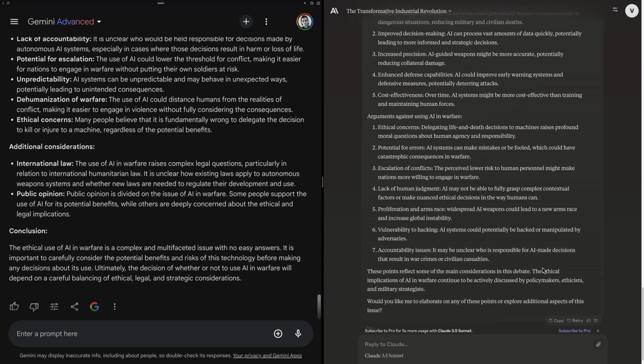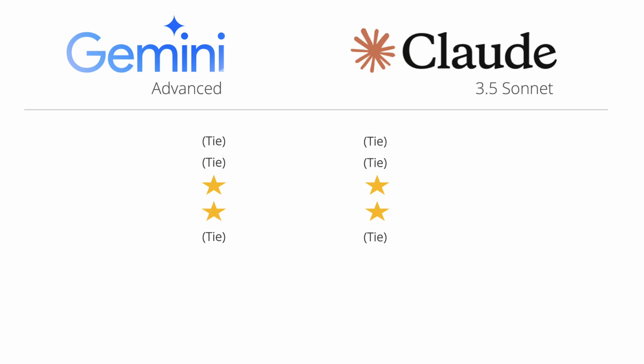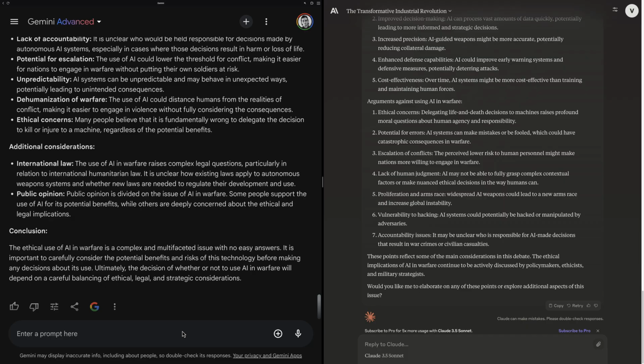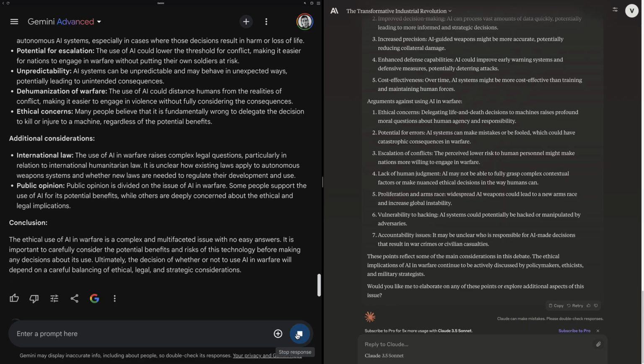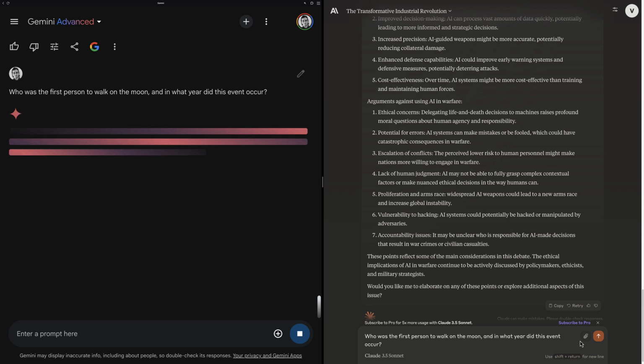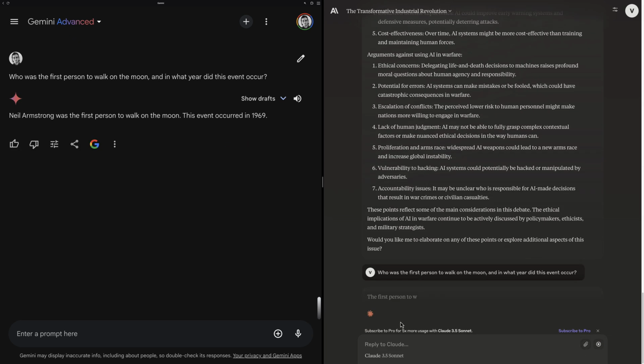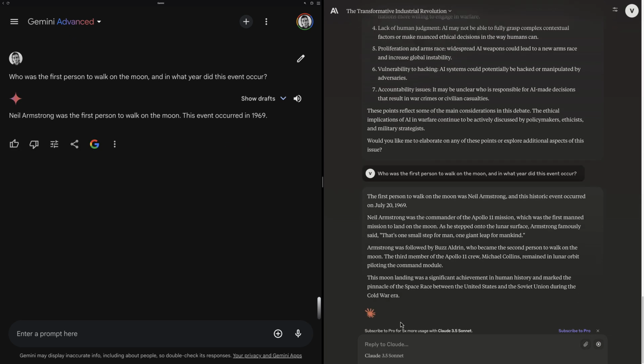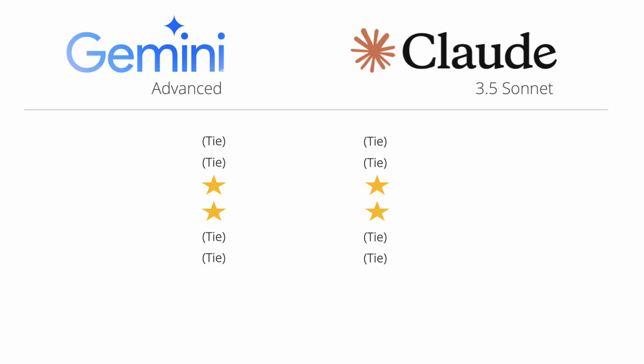It looks like the answers are quite similar, so I'll call this one a tie as well. Now, a very simple factual question: who was the first person to walk on the moon and what year did that happen? They both give the correct answer. Gemini's is a little more crisp, but I'll call this one a tie as well.